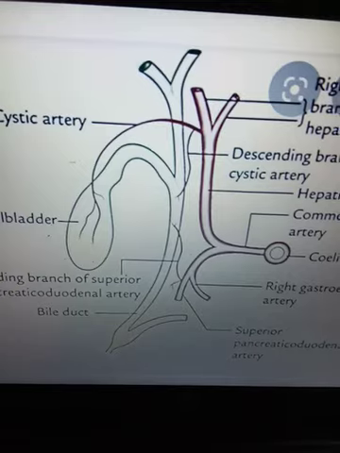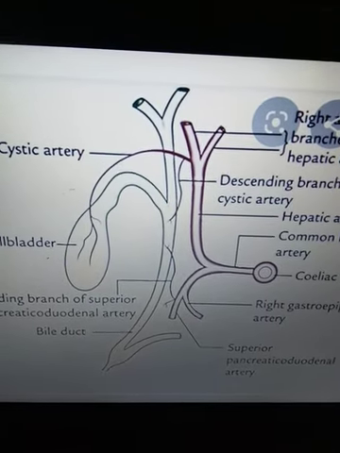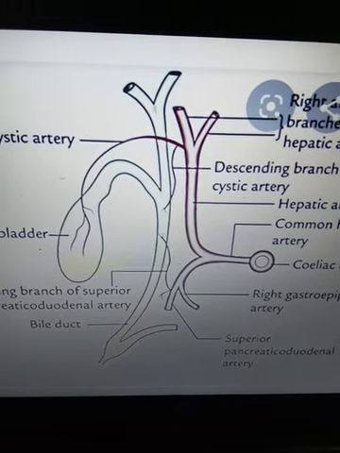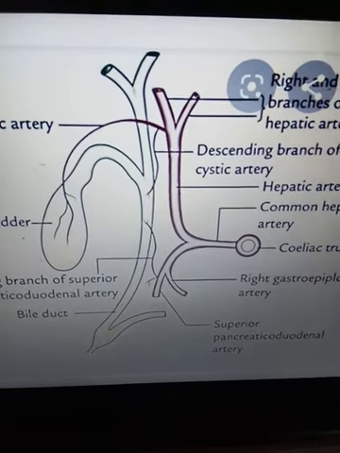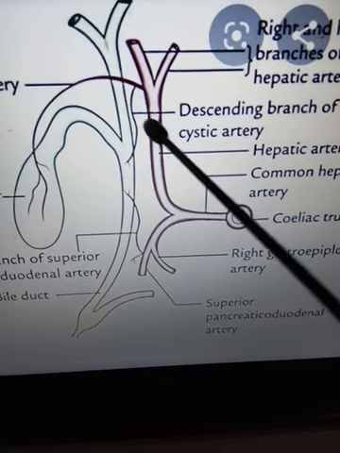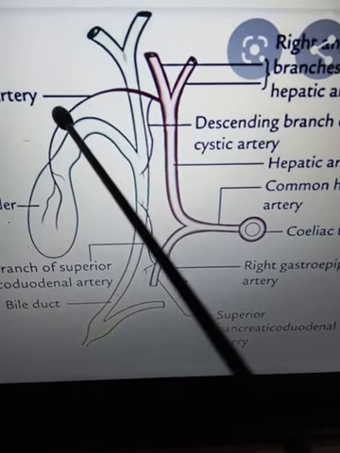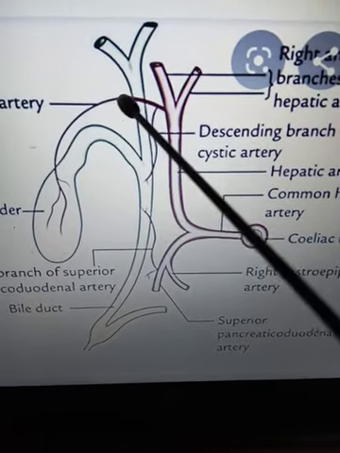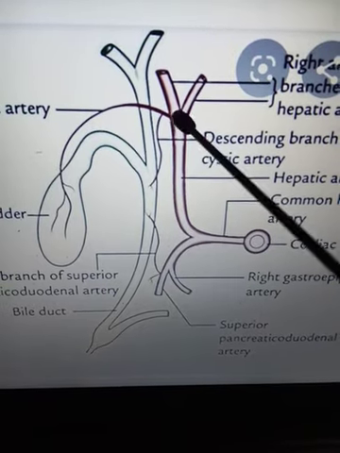Okay, then coming to the arterial supply. The main arterial supply to the gallbladder and the upper part of the hepatic ducts and bile ducts is by the cystic artery, which is the branch of the right hepatic artery.